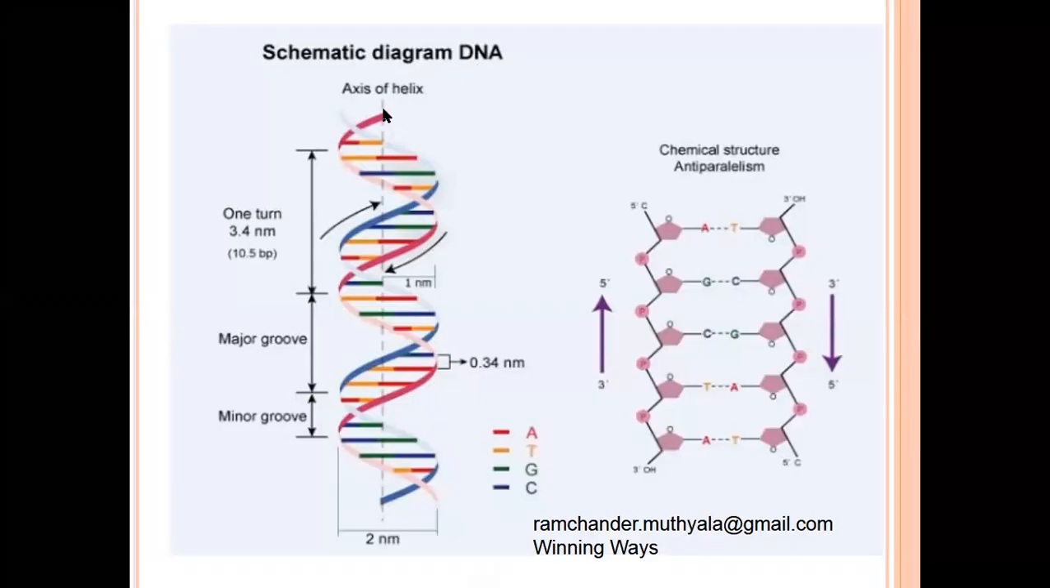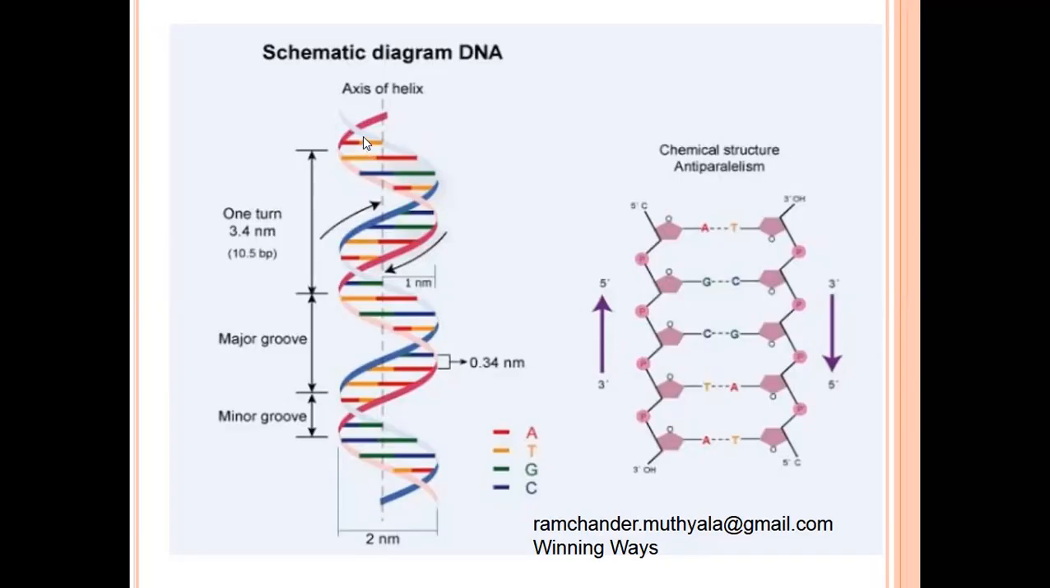The DNA structure was first explained by the scientists Watson and Crick. The DNA shows a double helix structure. It is made by two long polynucleotide chains, and these two long polynucleotide chains are arranged in an anti-parallel position.